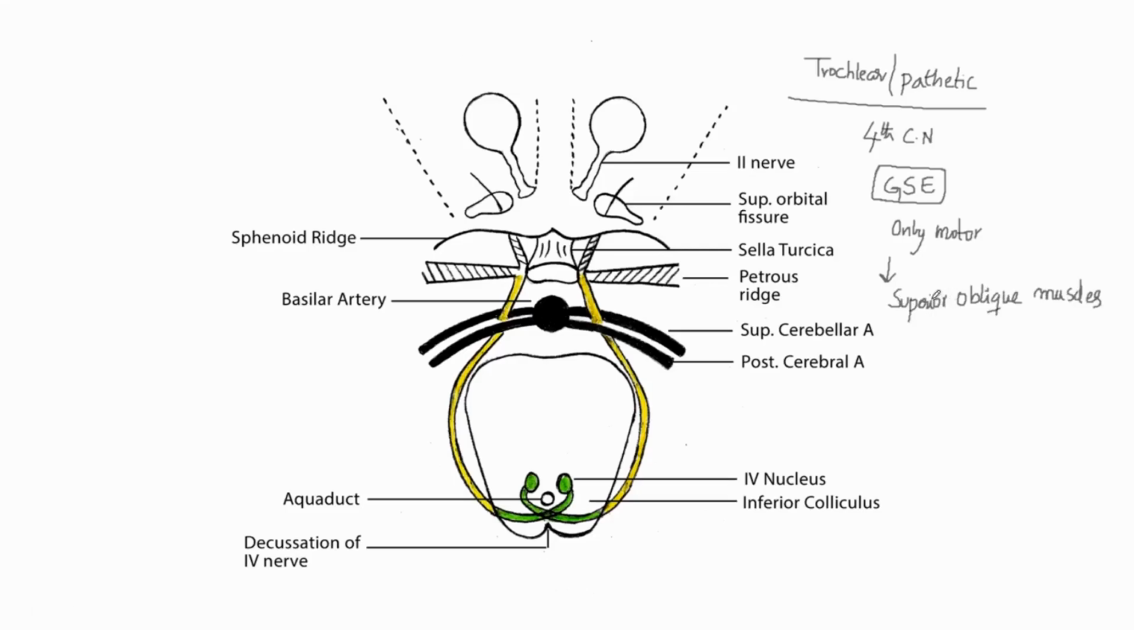The origin of this cranial nerve is from the fourth nucleus, that is the trochlear nucleus. What is the location of this trochlear nucleus? It is located in the midbrain. So this structure is the midbrain. It is located in the midbrain at the level of the inferior colliculus.